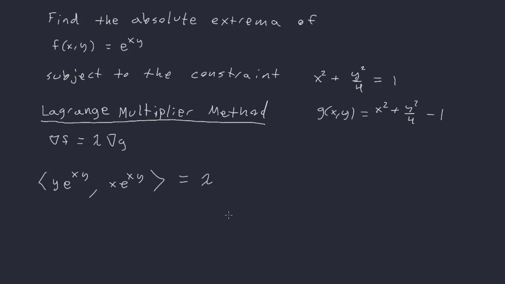All right, then it will be lambda times now the gradient of g. So that's going to be 2x, comma, 1/2 y. All right, now there are lots of ways to approach this from here, because what we end up with is that y e to the xy is equal to 2 lambda x, and that x e to the xy is equal to 1/2 lambda y.